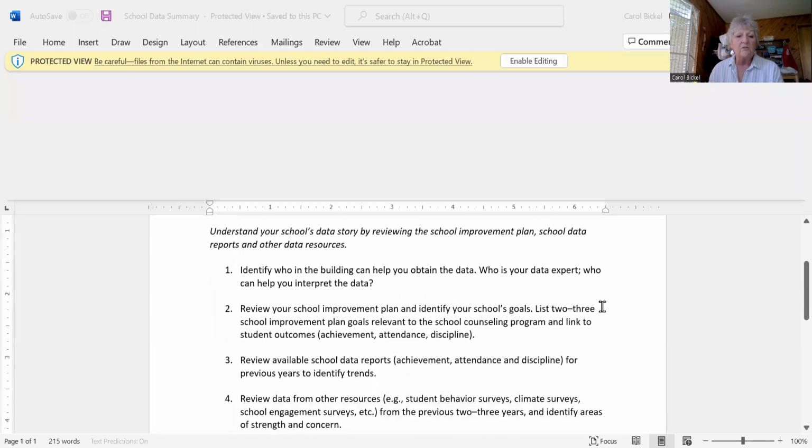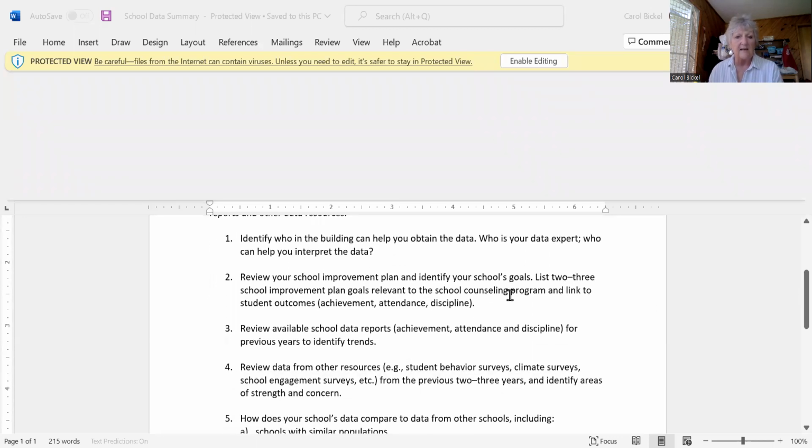There are questions 1 through 5 or 6 that you can answer. If you download this and enable editing, you can write right on this to submit on Wednesday and get peer responses by Friday.